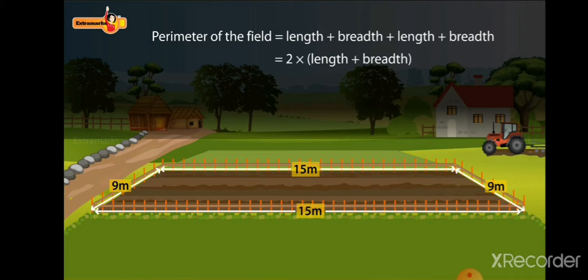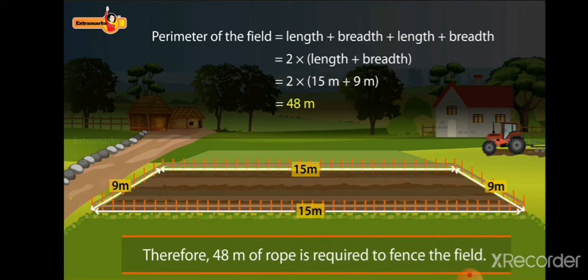So, besides adding all the sides, we can use the following formula to find the perimeter of a rectangle. It makes the calculation easier. Now use this formula to find its perimeter. So, the perimeter of this field is 48 meters, or we can say that 48 meters of rope is required to fence the field.